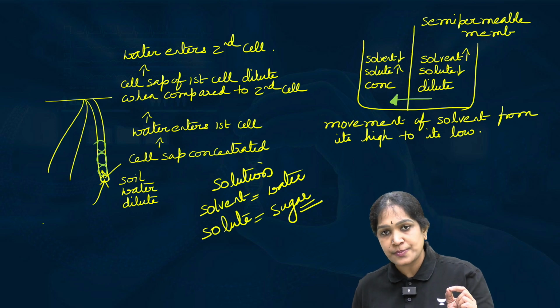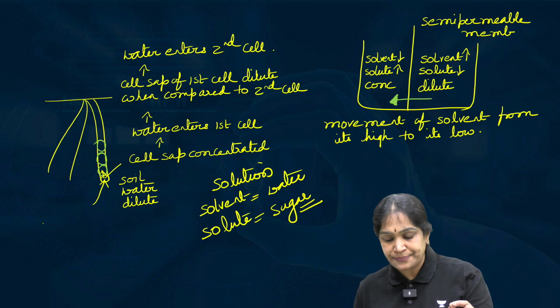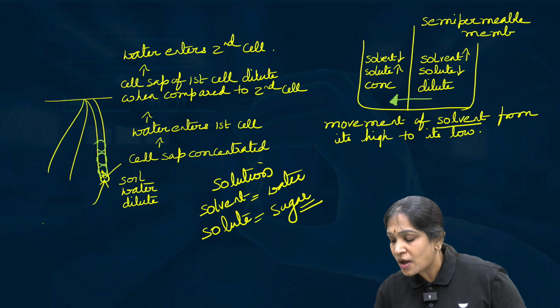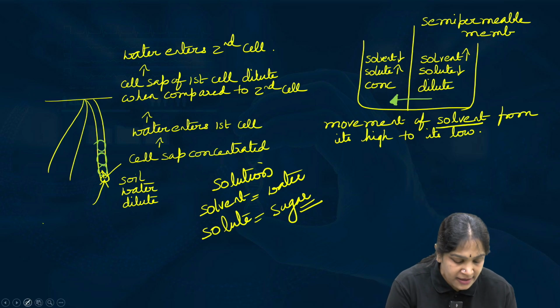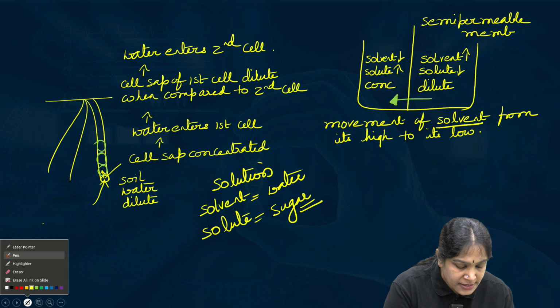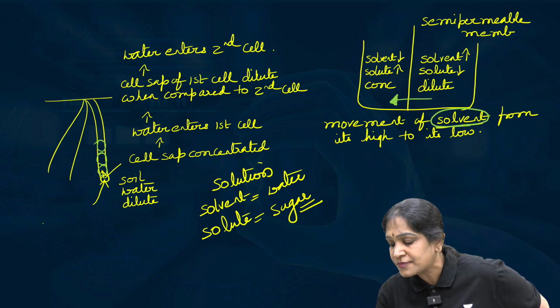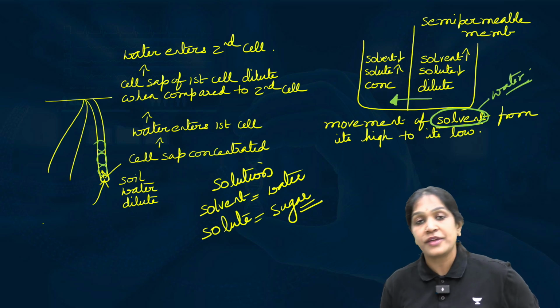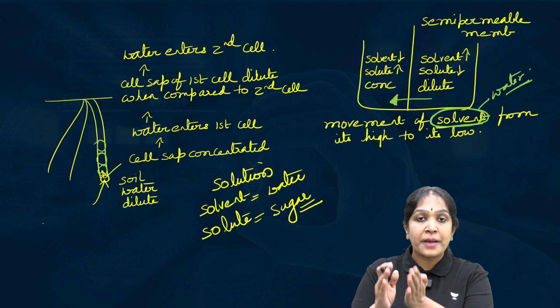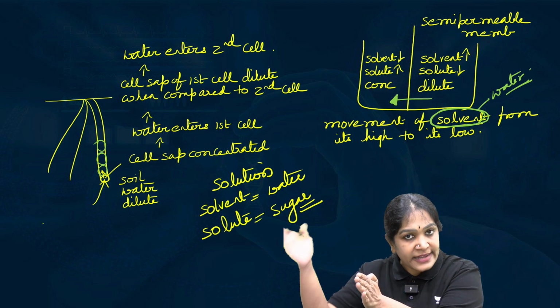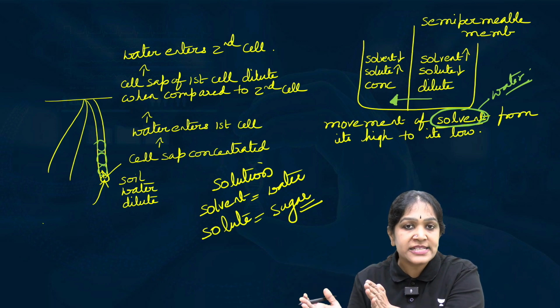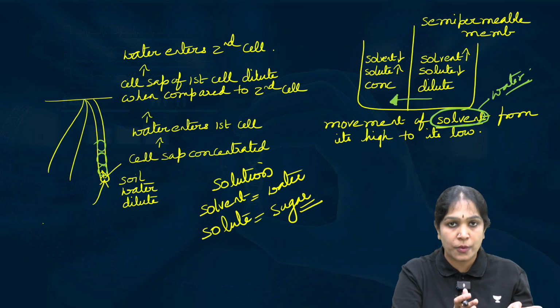And what is osmosis? Osmosis is the movement of the solvent. What moves here is not the solute. What moves here is the solvent, that is, water. The solvent is moving. From where to where? From the place where the solvent is high to the place where the solvent is low.